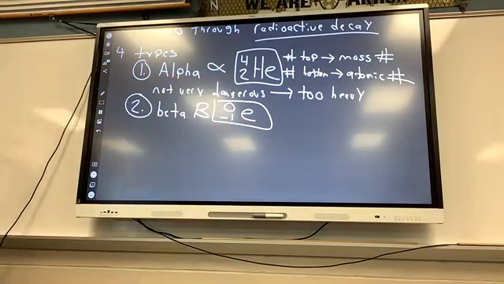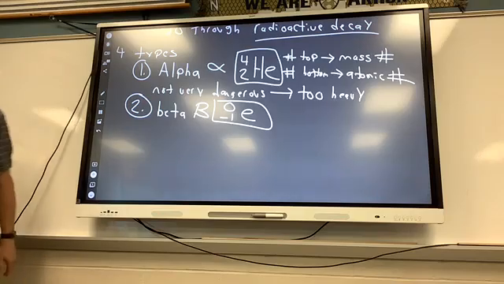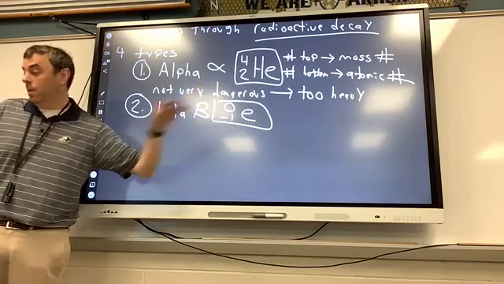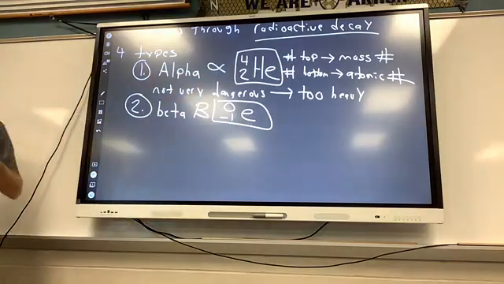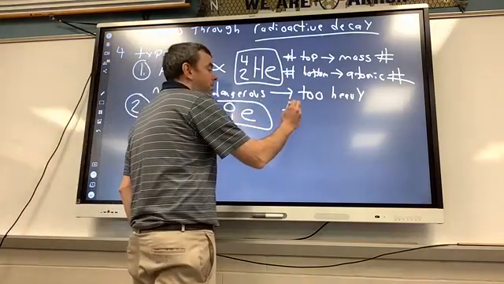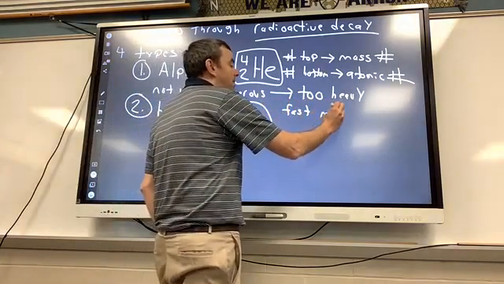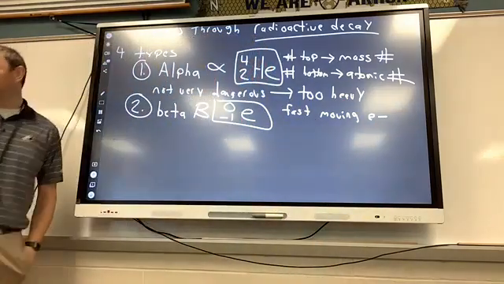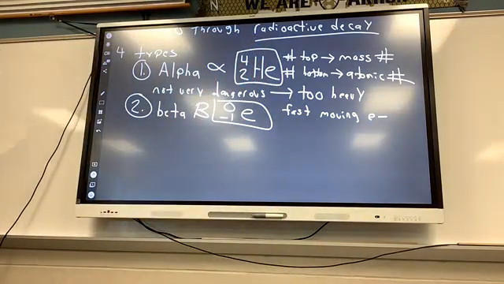Electron. It's an electron, right? Because an electron has what mass, essentially? 0, right? Does an electron have any protons? No. And what is an electron's charge? -1. So this is an electron. So this is a beta particle. These are essentially fast-moving electrons. And these can penetrate paper.